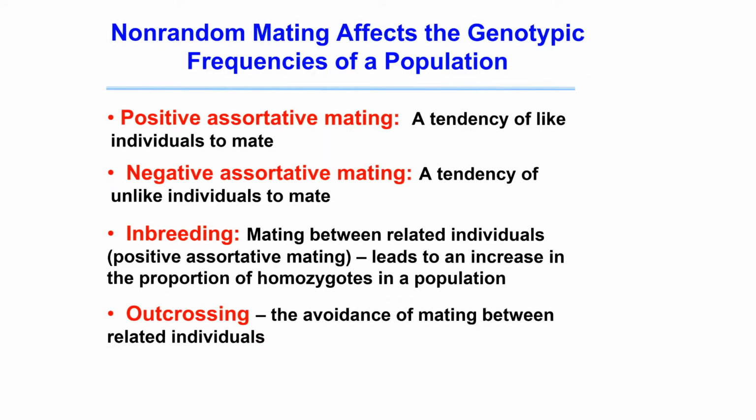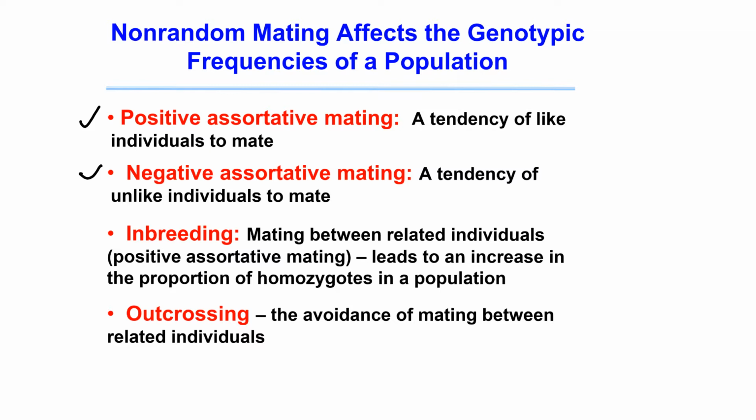One of the assumptions of the Hardy-Weinberg equilibrium is random mating. However, many populations do not mate randomly, and non-random mating will affect the way in which alleles combine to form genotypes, and will alter the genotypic frequencies of populations. So what are the forms of non-random mating? It can be positive assortative mating, which is a tendency of like individuals to mate, such as, let's say, a tall person likes to mate with a tall person while a short person likes to mate with a short person. The opposite is negative assortative mating, which is a tendency of unlike individuals to mate. Let's say a tall person prefers to mate with a short person.